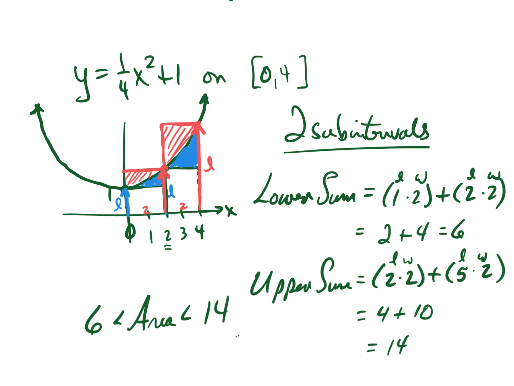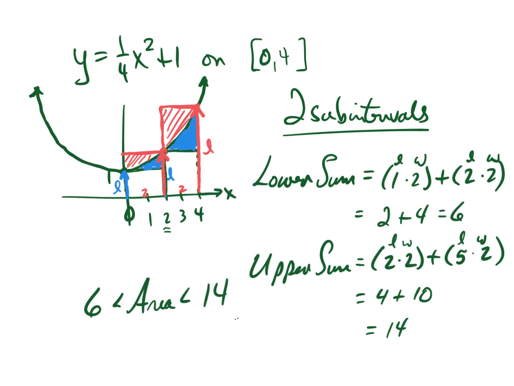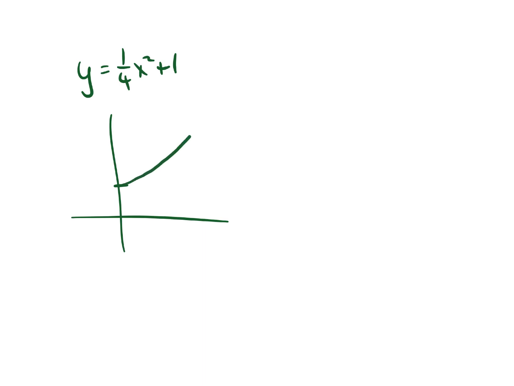Sure. One thing we could do is increase the number of subintervals. So what I'm going to do now is take the exact same curve, not changing anything, 1/4 x squared plus 1, so same picture. I'm just going to choose to draw the right-hand side of it since we're looking from 0 to 4. So 0, 1, 2, 3, 4.